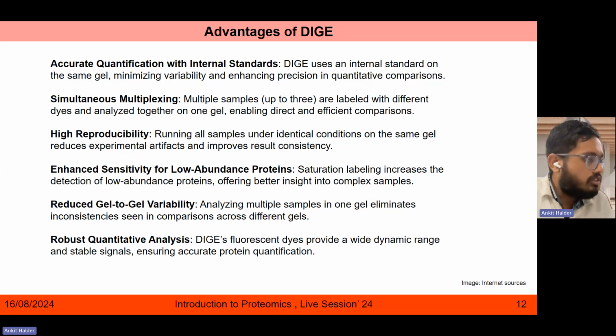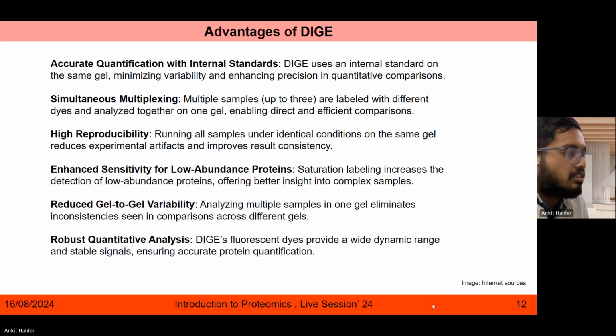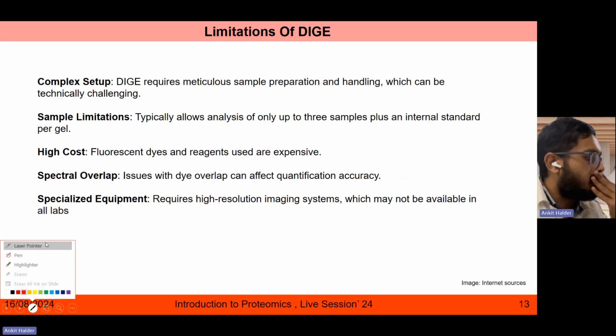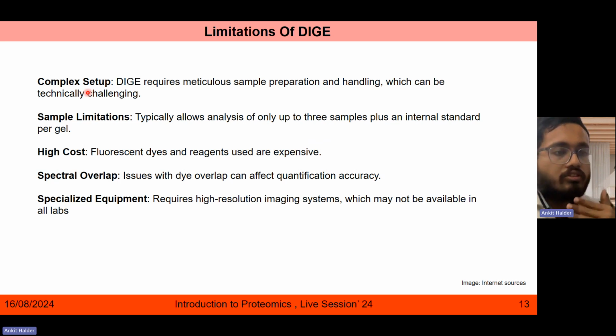So now after the advantages of dyes, we still have certain limitations, right? So what limitations do dyes have? Dyes suffer from these limitations. First of all, it is a complex setup. It requires meticulous sample preparation and handling, which can be technically challenging. Sample limitations: it typically allows analysis of only up to 3 samples, plus an internal standard per gel.